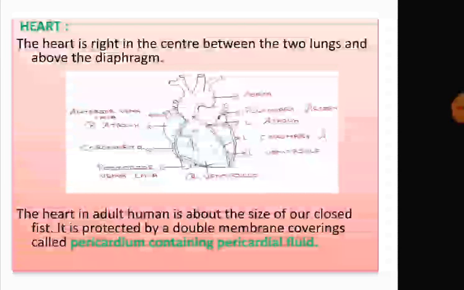The heart in an adult human is covered by a double membrane covering called the pericardium, and this double membrane covering is filled with a fluid called pericardial fluid. The main function of this pericardial fluid is to reduce the friction during heartbeat and also to protect the heart from any type of mechanical injuries.